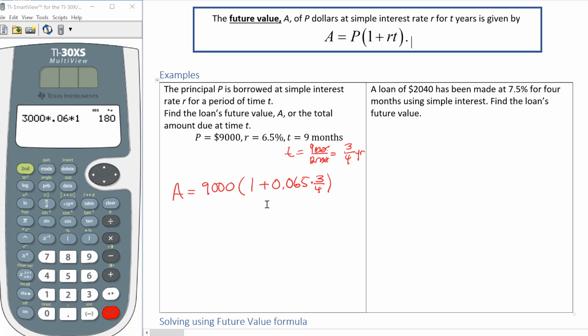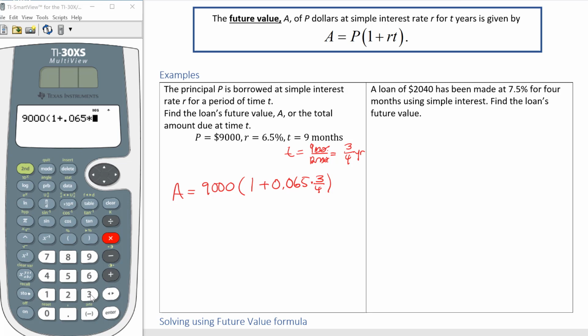So when I use my calculator, I'm going to have 9,000. And then I'm going to use the parentheses if you have one. If you don't, then you'll have to do the inside first and then take that answer and multiply it by 9,000. But my calculator has parentheses, so I'm going to use it. 1 plus 0.065 times 3/4.